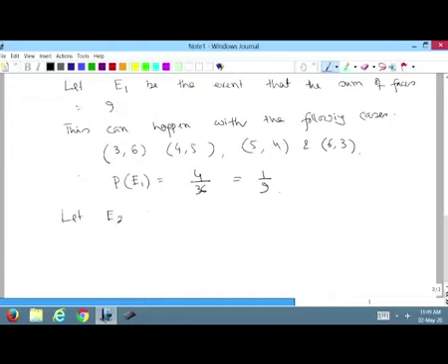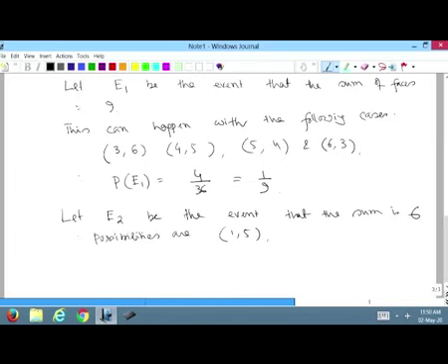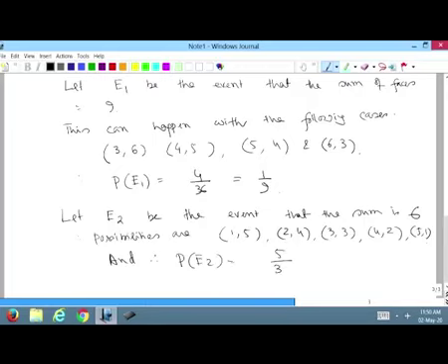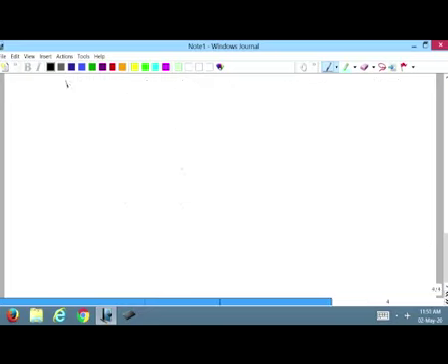Let E2 be the event that the sum is 6. Therefore, possibilities are 1, 5; 2, 4; 3, 3; 4, 2 and 5, 1, and therefore, probability of E2 is equal to 5 upon 36.